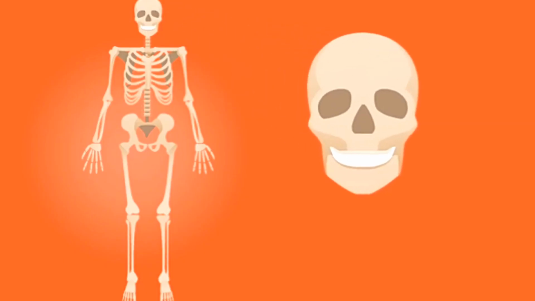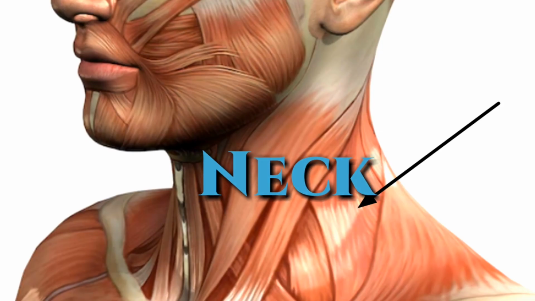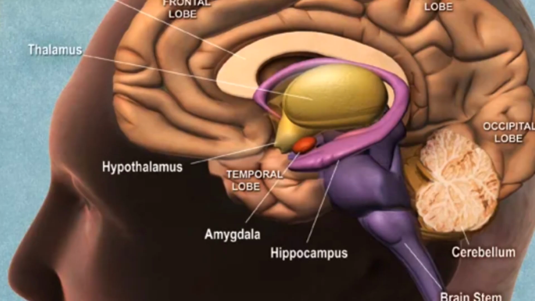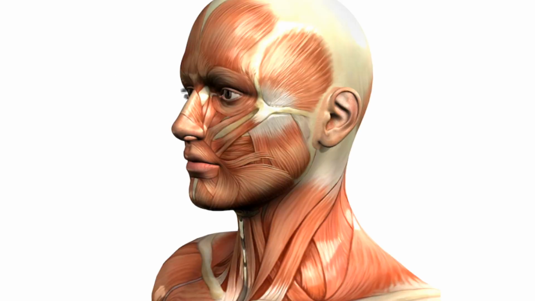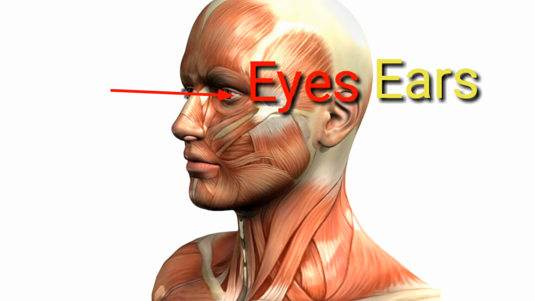The head is the superior part of the body that is attached to the trunk by the neck. It contains one of the most important organs of the human body, the brain. The head also includes special sensory receptors such as the eyes, ears, mouth, and nose.